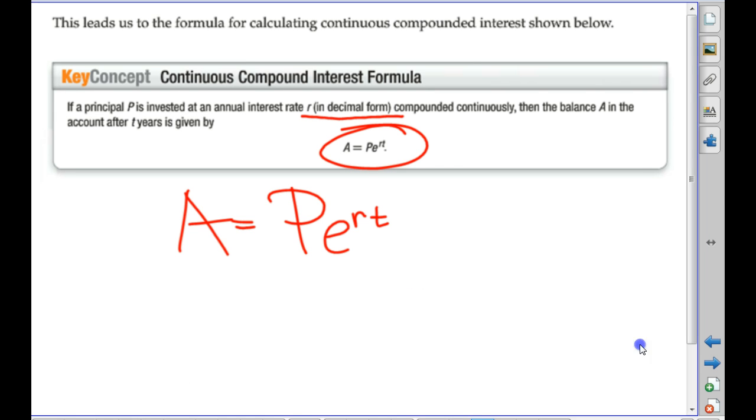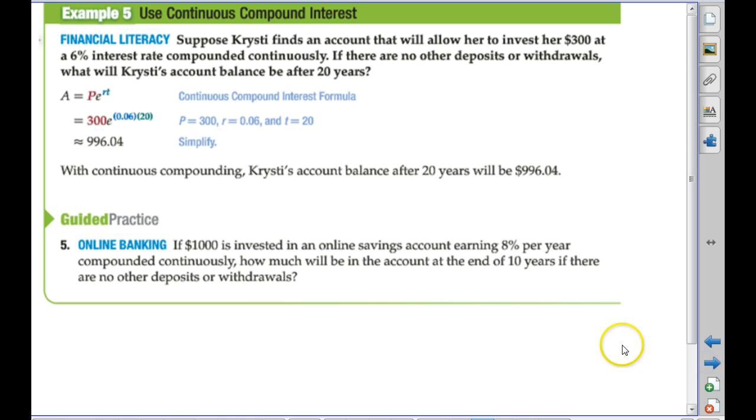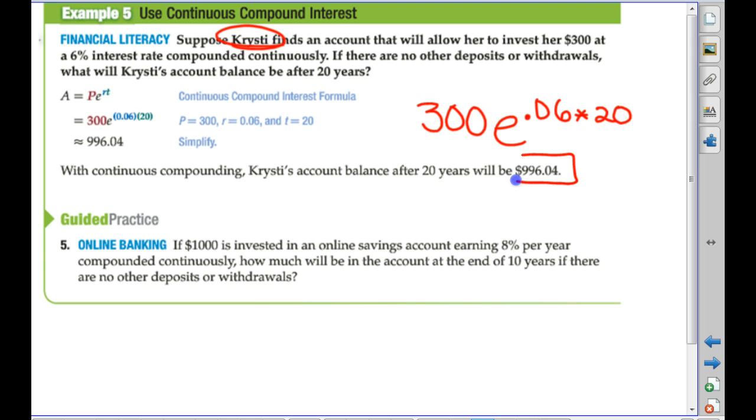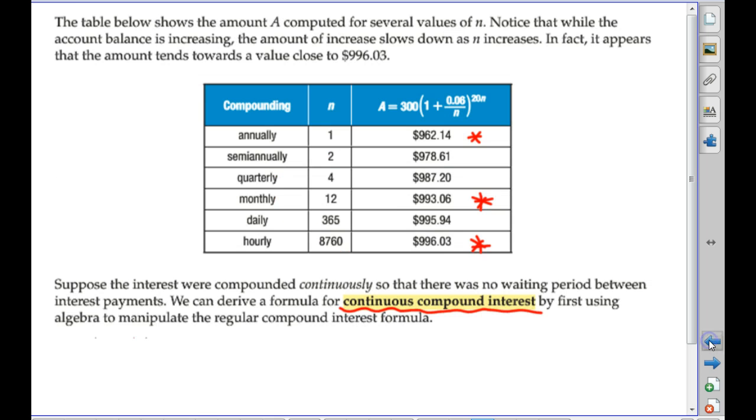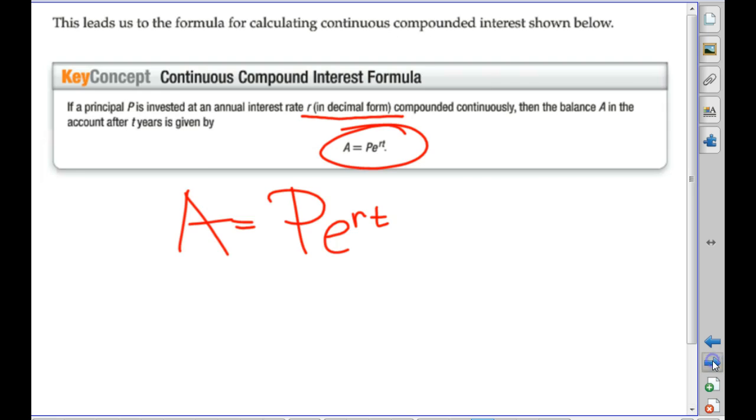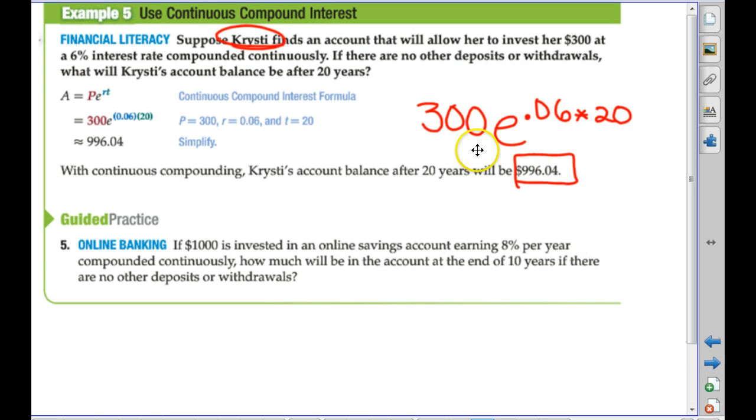So let's do an example using that formula. It says Christy were to put her money in, $300, and she was going to leave it at 6% for 20 years. You would do this, and it would be $996.04. Can we go back to the chart real quick? Is $996.04 very different from hourly? It's not that much different than daily, right? But she didn't have to use that same complicated formula. She just got to use this shorter formula.